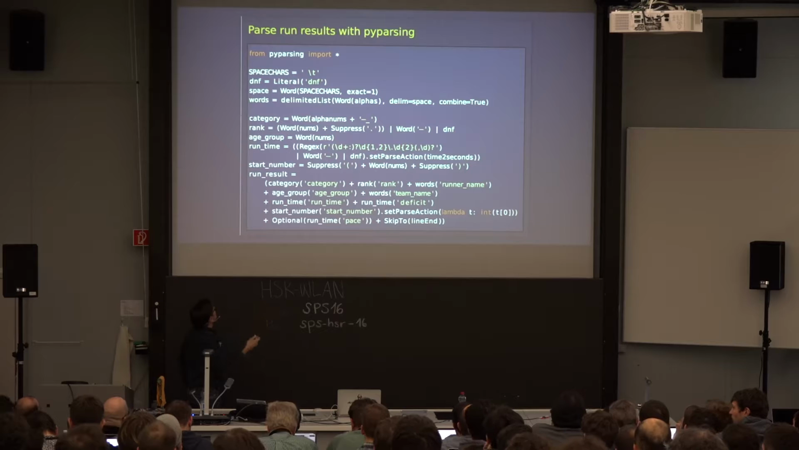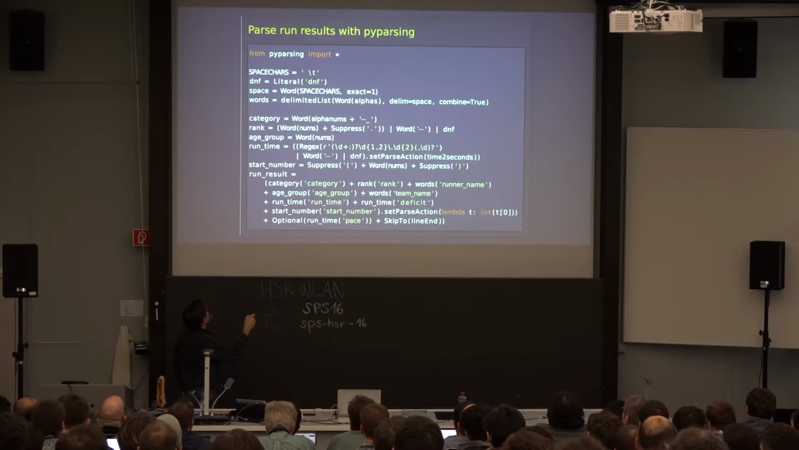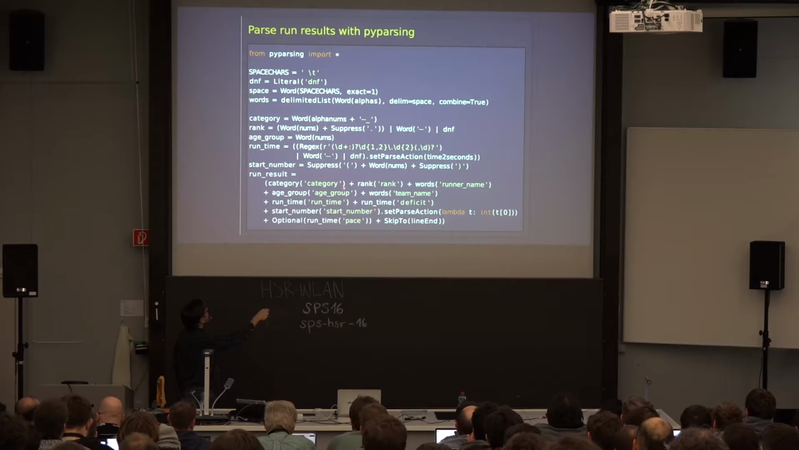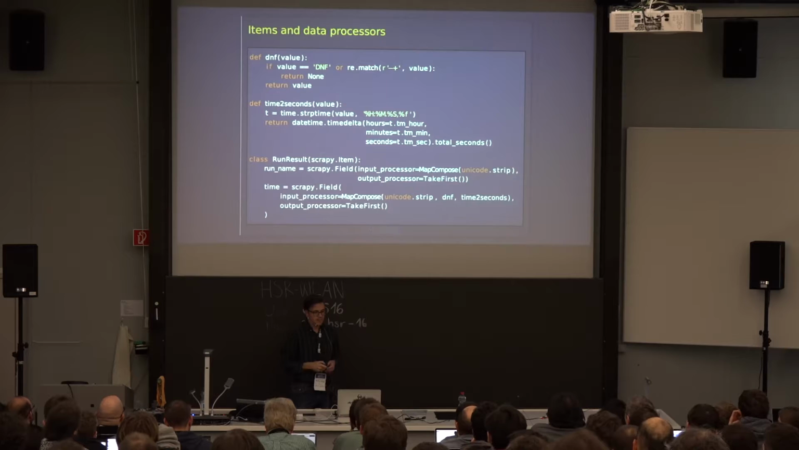I think it's a nice DSL for a parser generator. You have your literals. You can use regular expressions if you need them. You can define parse actions, what you want to do with the parsed expressions, with the results. Maybe you want to generate an abstract syntax tree out of it. You can ignore certain tokens. You can define them as optional. So that's the way we used pyparsing to parse these running results.